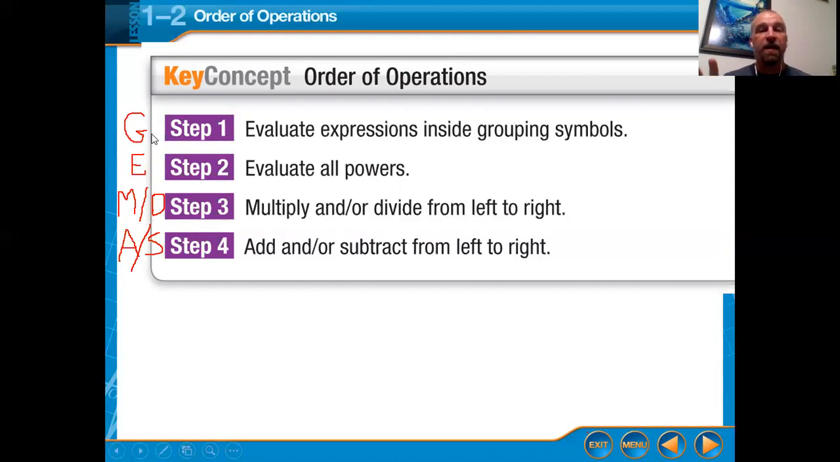Once you get an evaluated, simplified number inside the grouping symbols, then you'll move out and you'll evaluate the powers that are outside. Then you'll multiply and divide. Remember, when you multiply and divide, you do not necessarily multiply first. You multiply and divide in the order they're given from left to right. So sometimes you'll divide first and not multiply first. Same for add and subtract. You add and subtract from left to right. So you're not necessarily going to add first. You might be subtracting first. Or you might add, then subtract, then add.